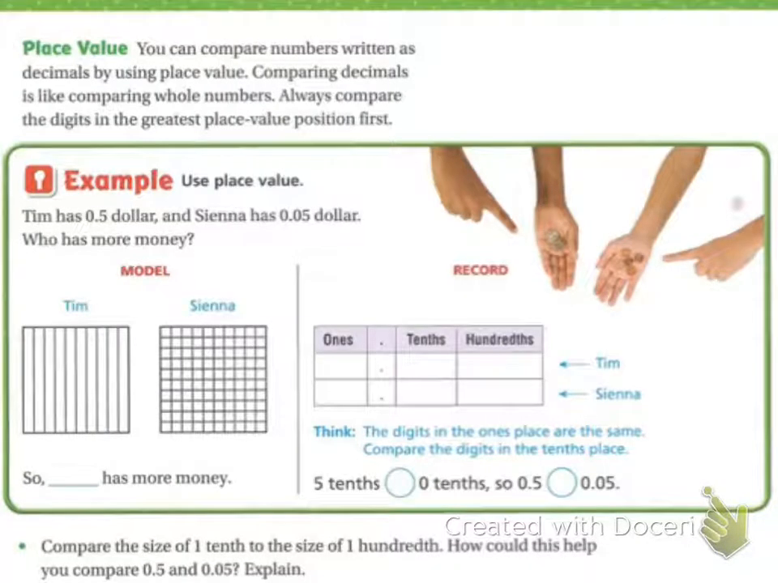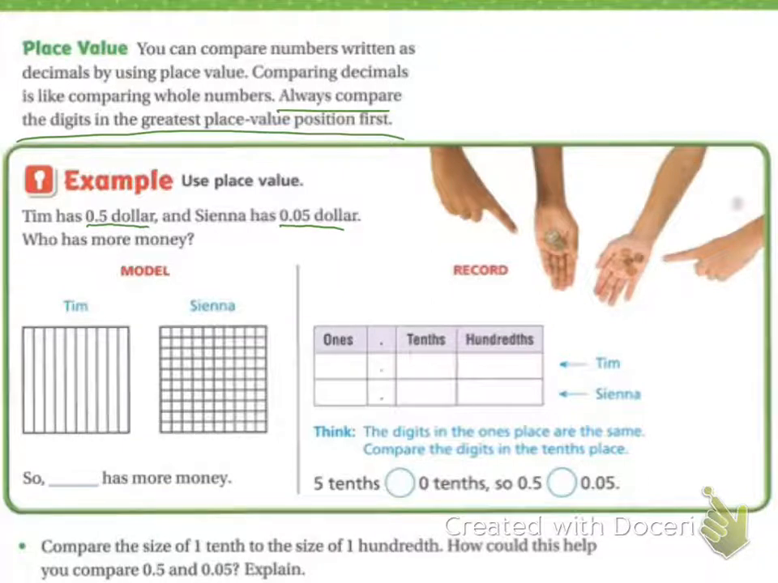Okay, next page, you can compare numbers written as decimals by using place value. Comparing decimals is like comparing whole numbers. Always compare the digits in the greatest place value position first. Good point. So here it says Tim has $0.5, Sienna has $0.05. Who has more money? This is really good advice: check the greatest place value position first.